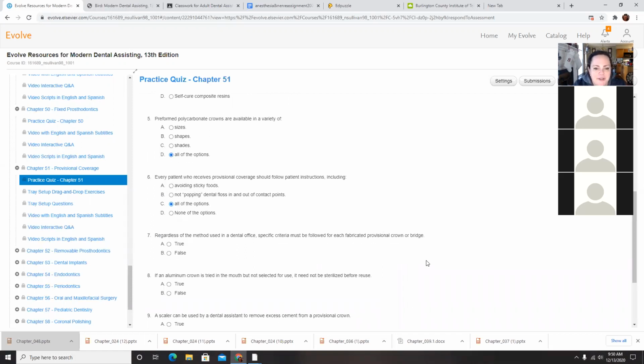Regardless of the method used in a dental office, specific criteria must be followed for each fabricated provisional crown or bridge. So they're saying no matter how you make that temporary, you still need to follow instructions. True. Okay.